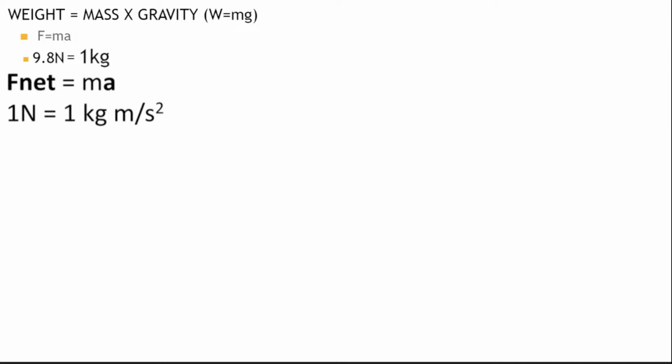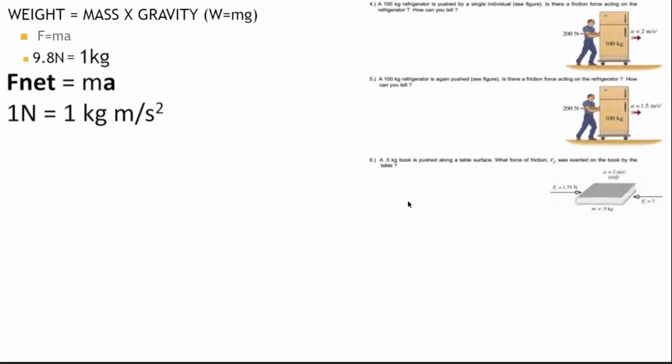So we're going to be talking about how we're going to be finding different values using this, and there's going to be a couple different types of examples that we'll have later on, but we can take a look. So let's look at our first problem set. We have a 100 kilogram refrigerator pushed by a single individual. You can see here he's pushing it with 200 newtons of force.